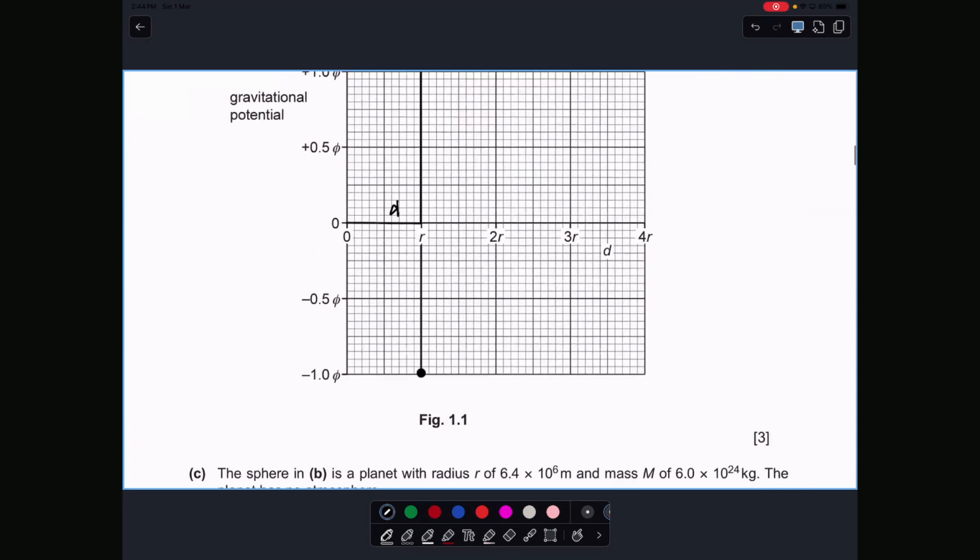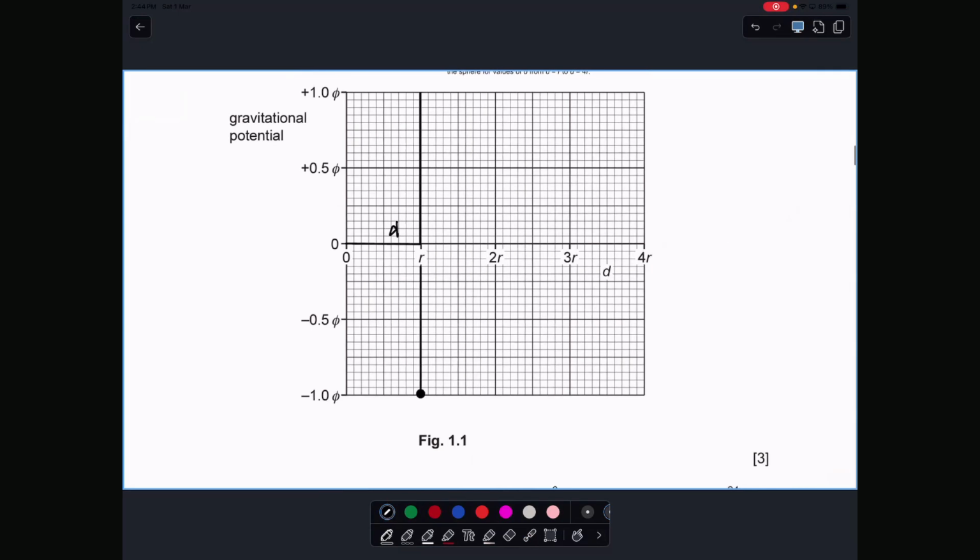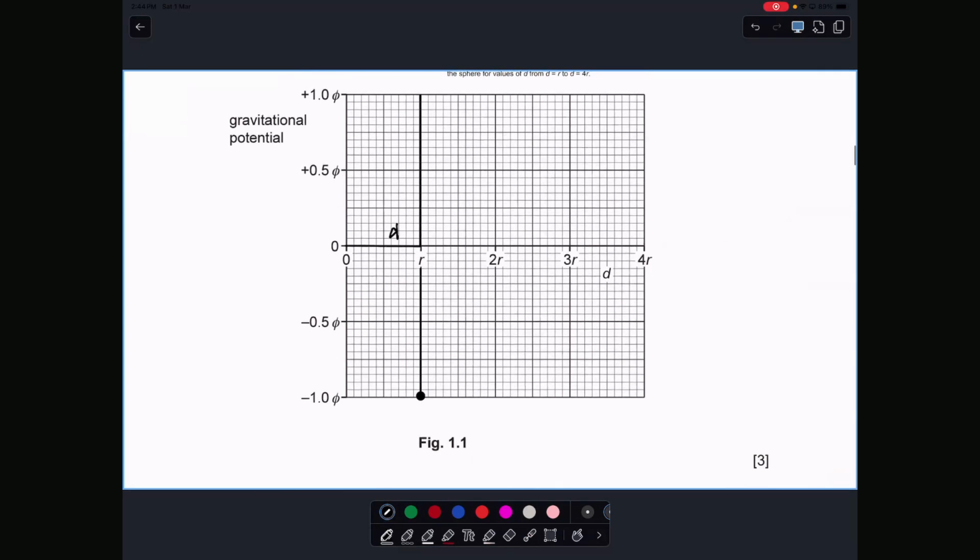When these are 3-mark graphs, you need to have exact values. It follows what relationship? Inverse, not inverse square. Phi equals GM by r, or d. So if your distance increases 4 times, phi will decrease 4 times. So how much will phi be? 0.25 phi, right? So it should be there. And at 2r? Half. And at 3r as well. Then you have to connect a line that goes through these points.